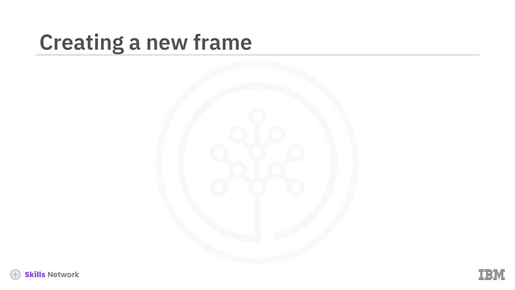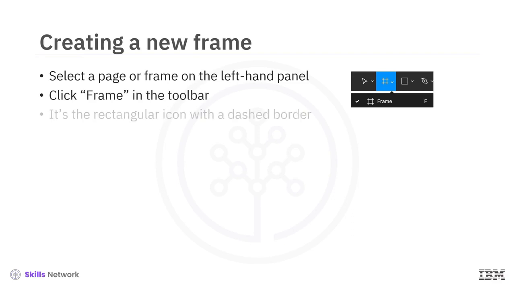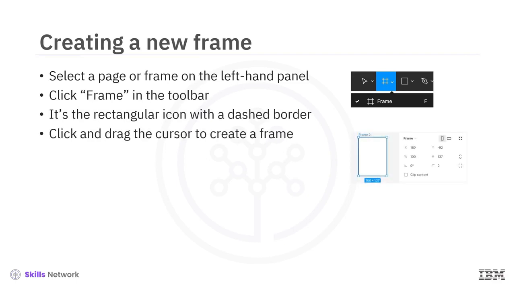Let's learn how to create a new frame in Figma. Open the Figma file. In the left-hand panel, select the page or frame where you want to create a new frame. Click the Frame tool in the toolbar on the left-hand side of the screen, which looks like a rectangle with a dashed border. Click and drag the cursor on the canvas to create a new frame.